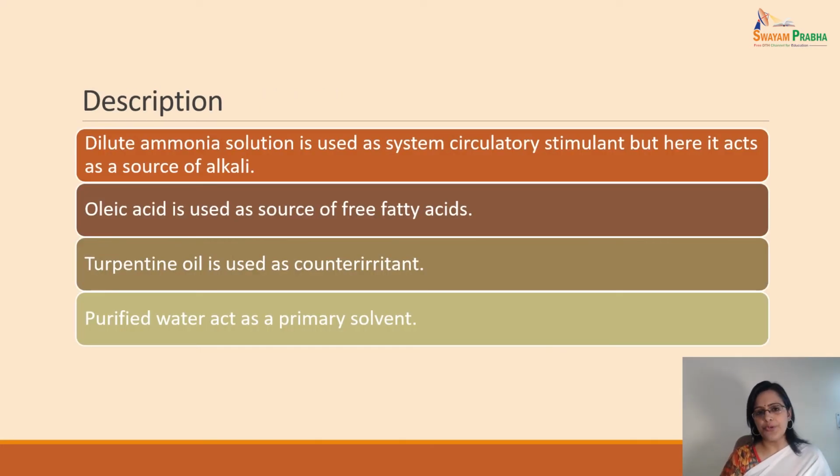The dilute ammonia solution is used as a systemic circulatory stimulant, but here we are using it as a source of alkali. Oleic acid is used as a source of free fatty acids, turpentine oil is used as a counter irritant, and purified water acts as a primary solvent.